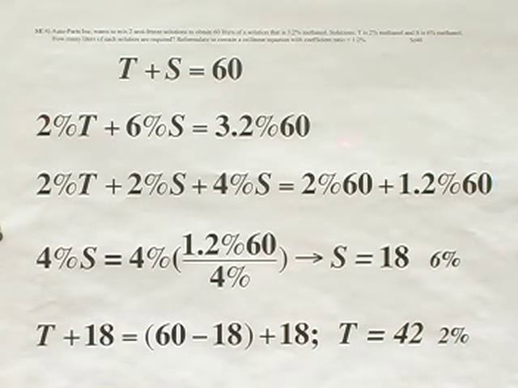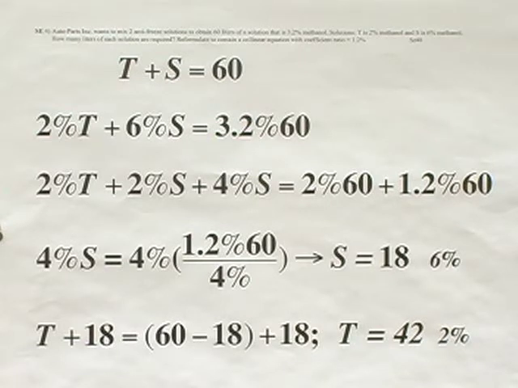I want to reformulate this to get a collinear equation. I'm going to write 2% T, that term's okay. I'm going to write this as 2% S plus 4% S, that's 6%. In other words, I'm going to subtract 2 from this, and I get 4%, and then add a 2. Here it is. I'm going to write this as 2% times 60 plus 1.2% times 60. In other words, I broke this term up into 2% of it, and then 1.2% equals 3.2%.